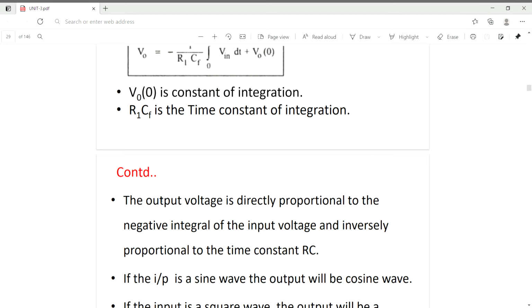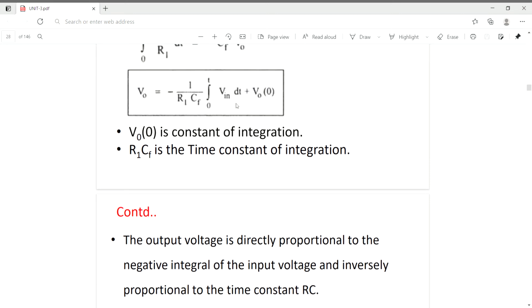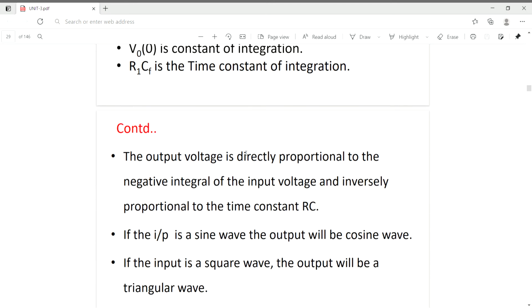So the output is directly proportional to Vin, which is the input voltage we provide, and since the negative sign is there, it is proportional to the negative of the input voltage. V0 is also inversely proportional to R and C, which are the resistance and capacitor which we provide for the circuit.